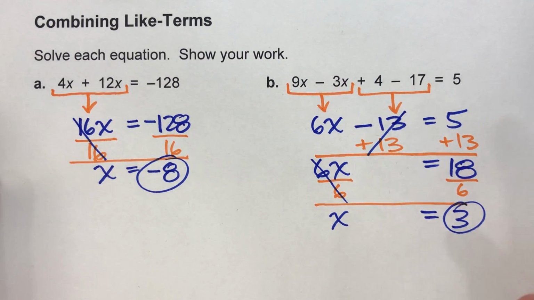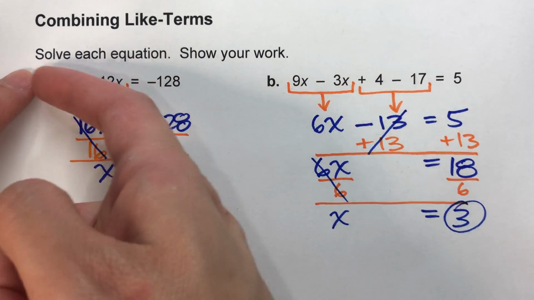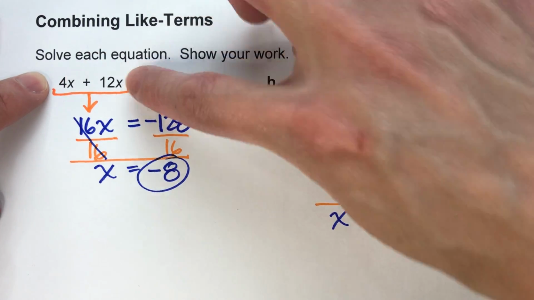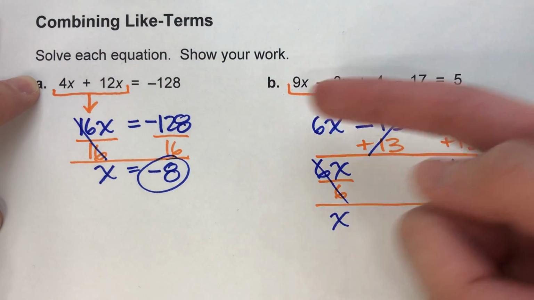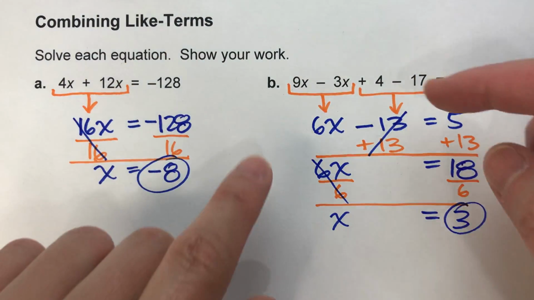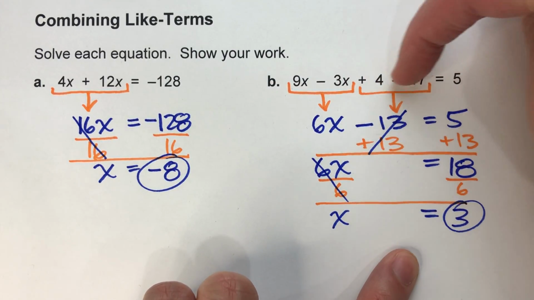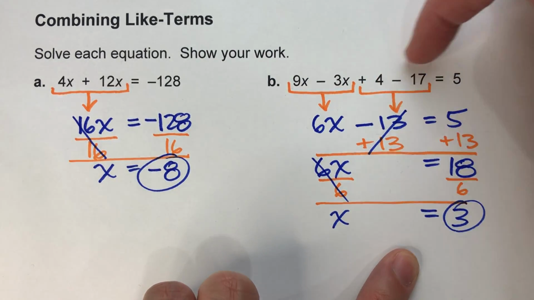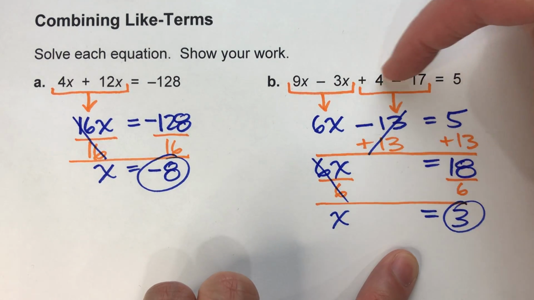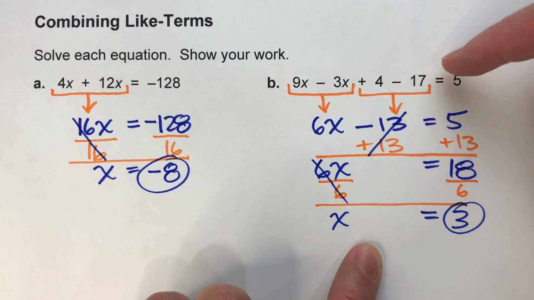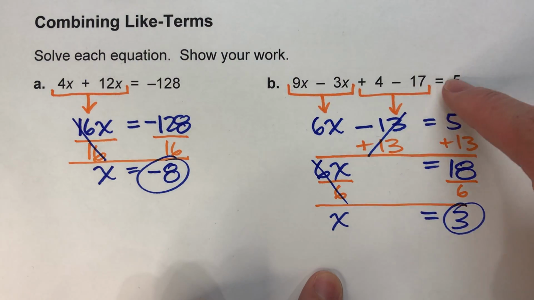All right. So the key to combining like terms is to look at your equation and see if there's any terms with the exact same variable endings on the same side of the equal sign. Okay. And that's key. It has to be on the same side. Because notice over here, we had regular numbers on the right side and the left side. But we only combined the two on the left side.